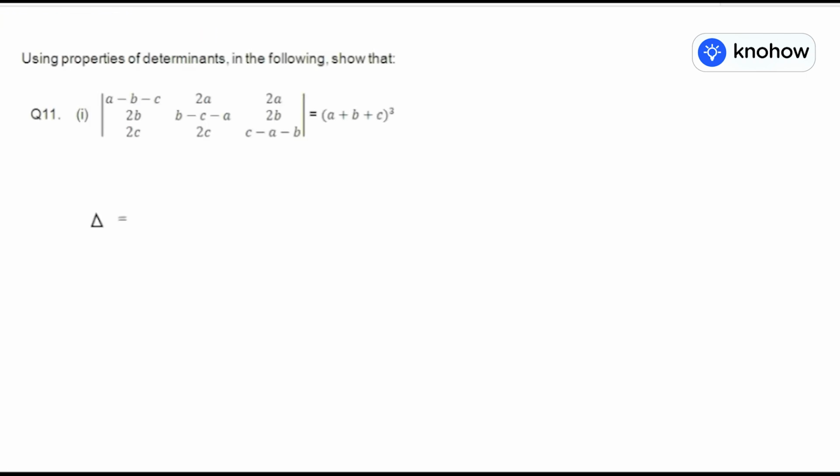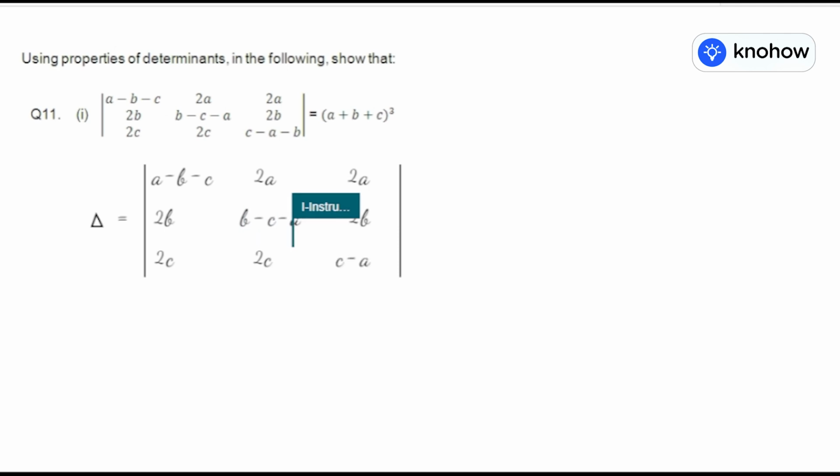Applying properties, prove that the value of the determinant is equal to (a plus b plus c) whole square. The determinant is given as: the elements of the first row are a minus b minus c, 2a, 2a; that of the second row are 2b, b minus c minus a, 2b; and the third row are 2c, 2c, and c minus a minus b. Now we want a plus b plus c.